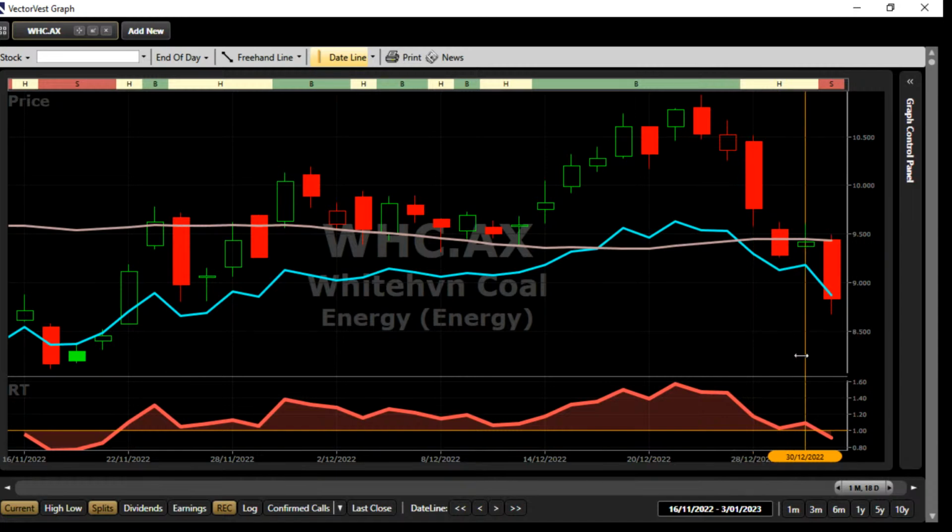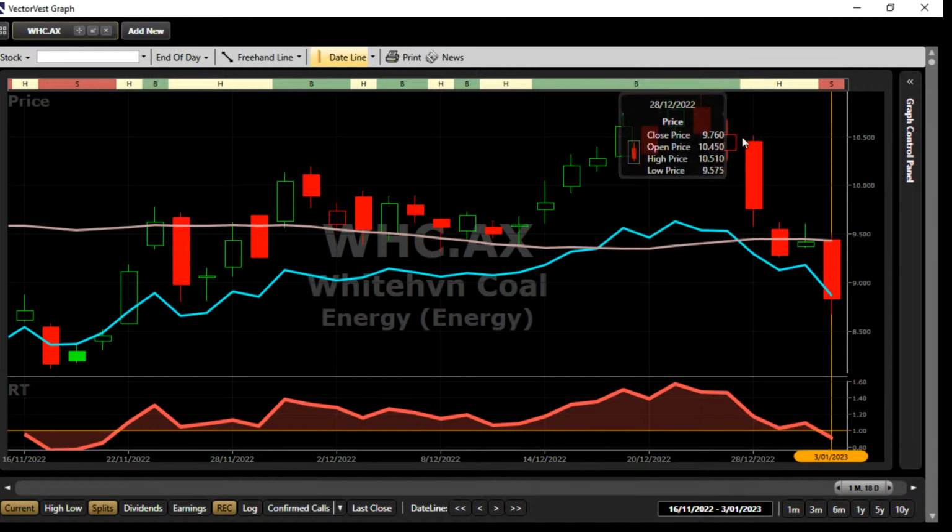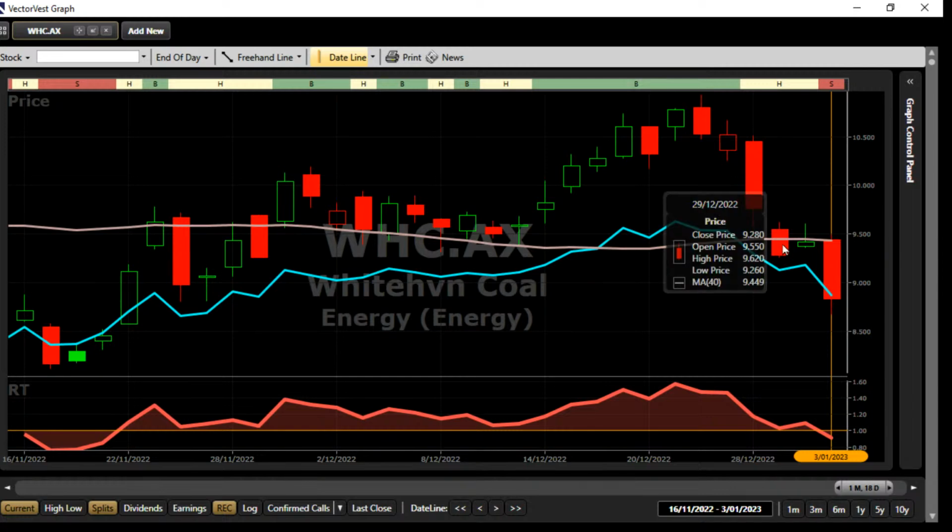Tip number 2, you see the price breaking through the 40-day moving average. So it breaks through here, and we see it breaking through here again, right? So it's a brown line here, it's breaking through. So that's tip number 2. Tip number 3, relative timing goes below 1. So at this point here, you've got 3 strikes, so to speak. You've got volatility on the price, you've got the price breaking through the 40-day moving average, you've got relative timing going below 1, and you've also got the 4th tip, rec equals sell.